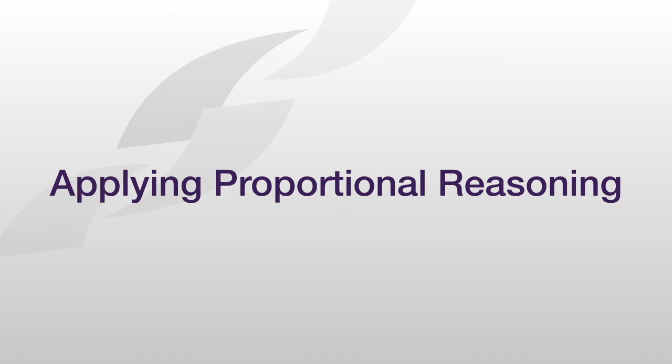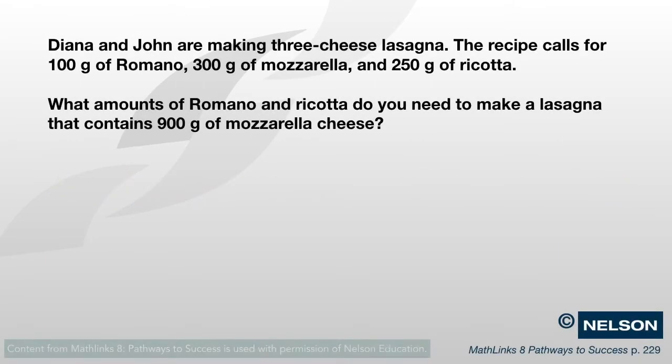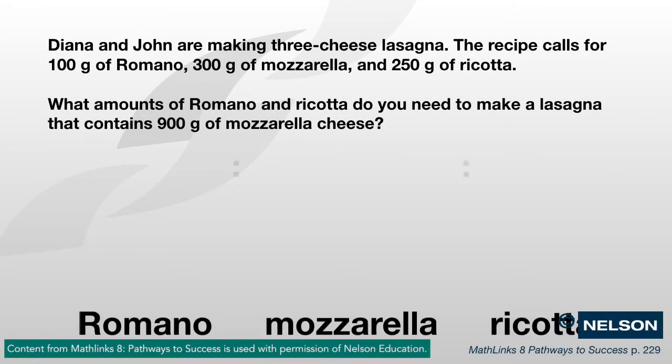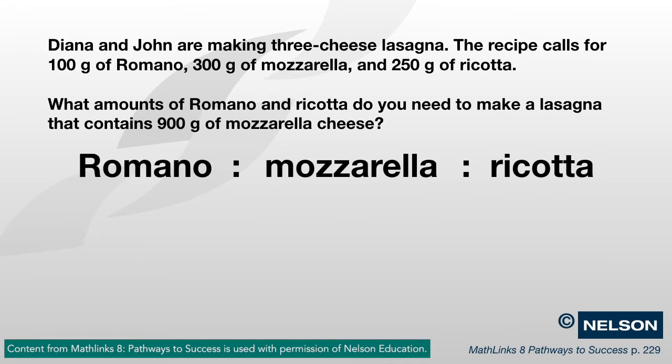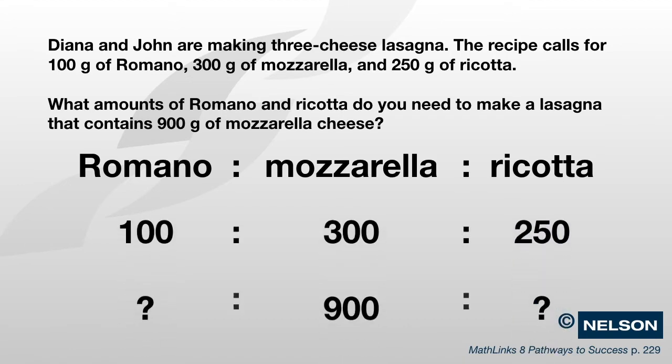Let's apply what we've learned about proportional reasoning to some sample problems from the textbook. Diana and John are making 3-cheese lasagna. The recipe calls for 100 grams of Romano, 300 grams of mozzarella, and 250 grams of ricotta. What amounts of Romano and ricotta do you need to make a lasagna that contains 900 grams of mozzarella cheese?